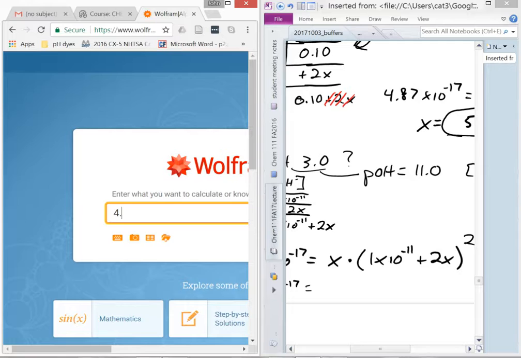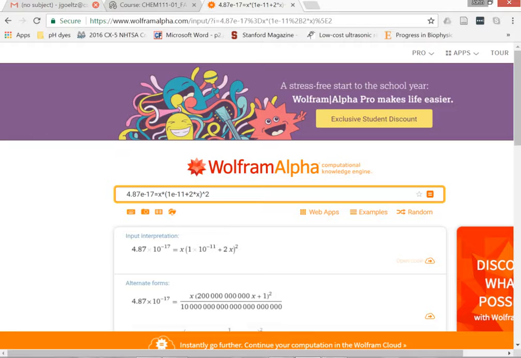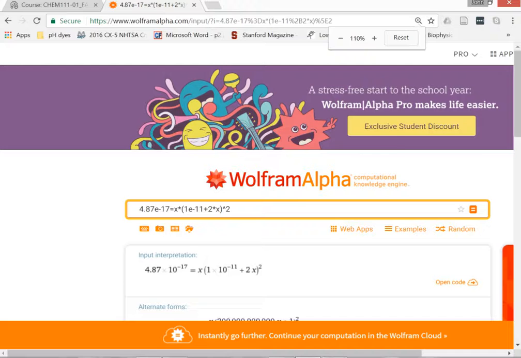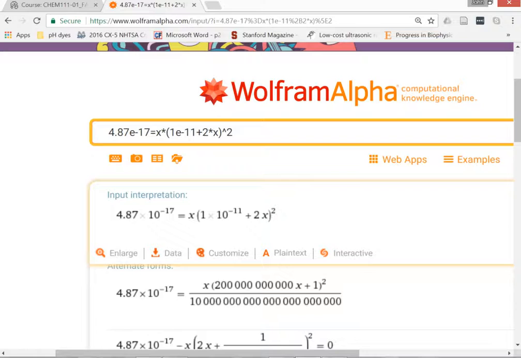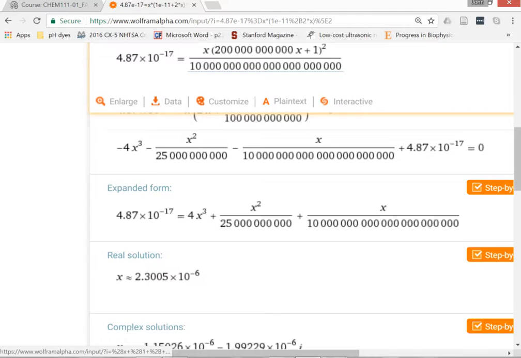4.87 e negative 17 equals X times 1 e negative 11 plus 2x squared. So you need to look and make sure that it interprets what you typed correctly, and that looks right. You need to be especially careful if you use this with logs, because it will throw you back and forth between base 10 and E without telling you what it's doing. But I want the number. Scroll down, real solution, 2.3 times 10 to the minus 6.